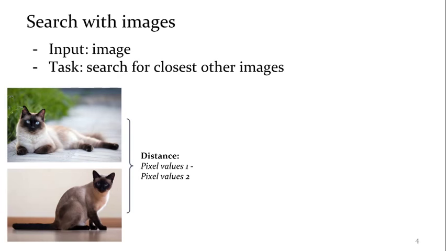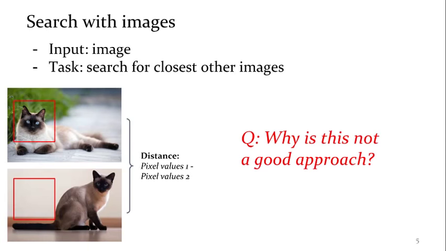The naive solution with searching with images would be comparing them pixel by pixel, so something like this. And maybe a question to you is, why would this not be such a good idea if we are comparing just pixel value by pixel value? Like the neighborhood, since nearby pixels are not so related to each other, so comparing one pixel with another.